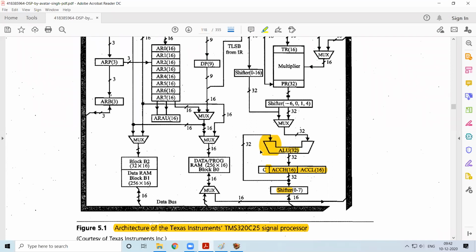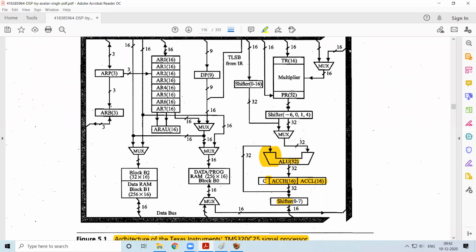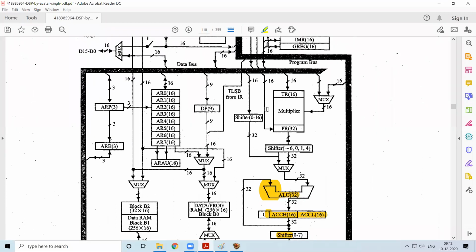Here you can see that the ALU is 32 bit. There's a multiplier and accumulator kind of thing. Then why are shifters required? For scaling purposes. If you remember, for scaling, whether it is an integer number or a fractional representation, when you're adding two numbers with different exponents, first you have to make the exponents the same, and then you have to add. So those things also come into play over here. These are the aspects we have to look out for.